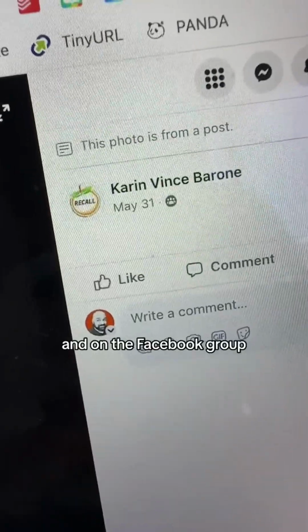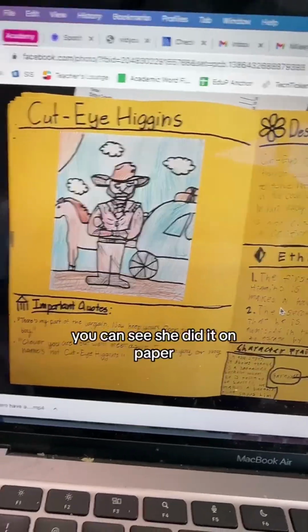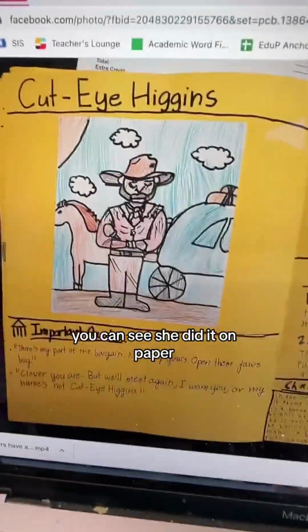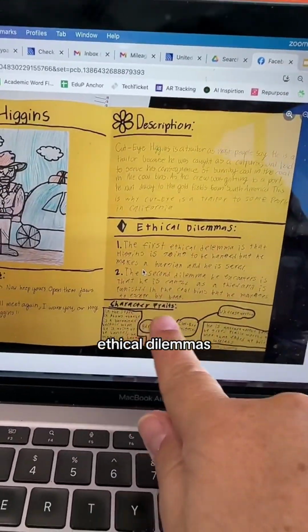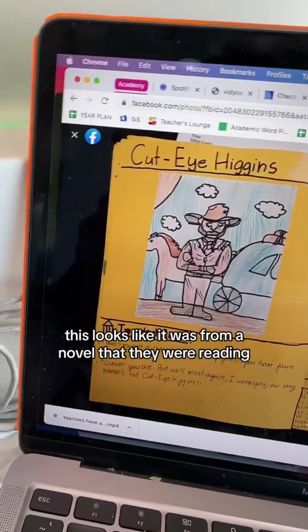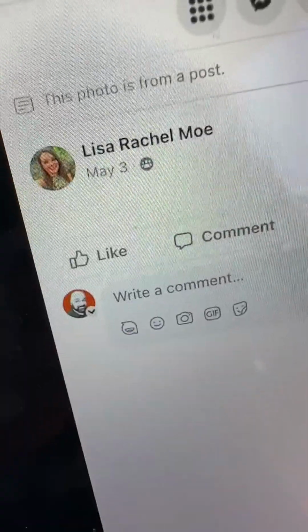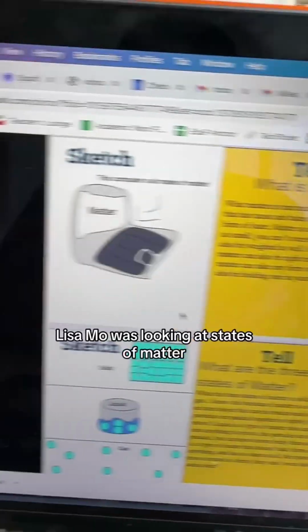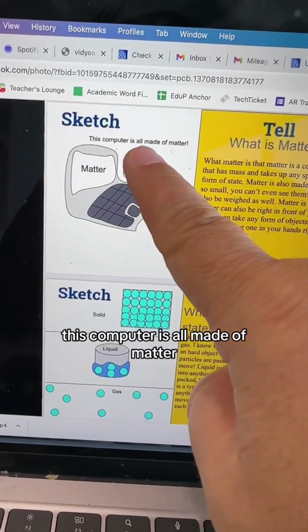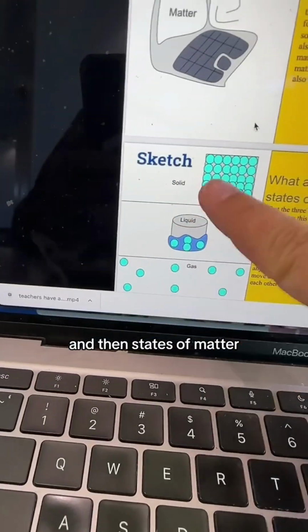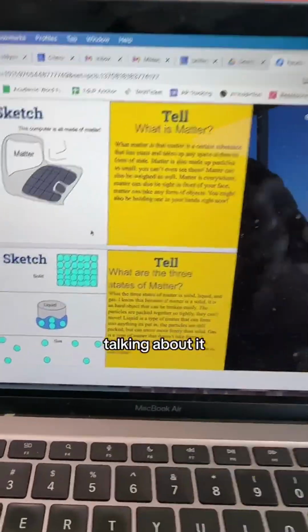And on the Facebook group from Karen Vince Barun, you can see she did it on paper. So there's a drawing, some important quotes, descriptions, ethical dilemmas, and then character traits. This looks like it was from a novel that they were reading. And also on the Facebook group, Lisa Moe was looking at states of matter. So the kid drew a computer, right? This computer is all made of matter. And then states of matter, and over here talking about it.